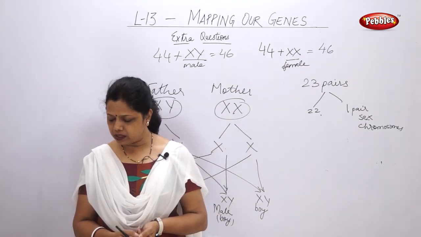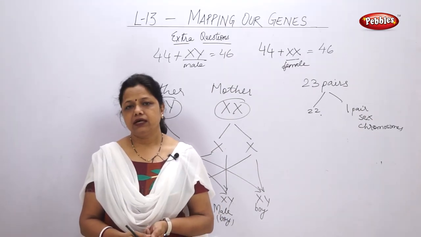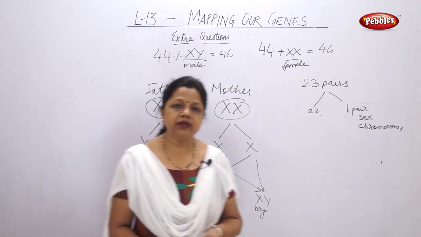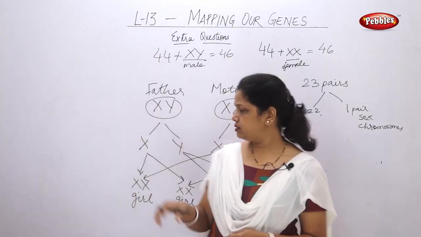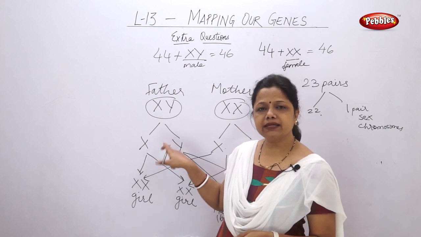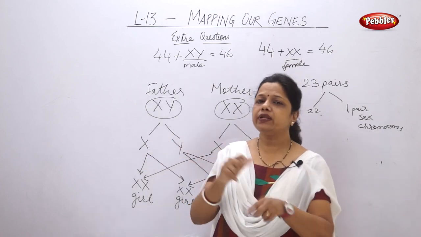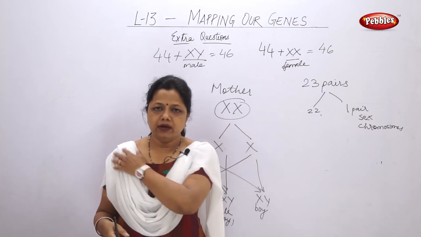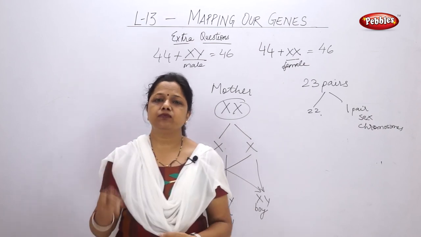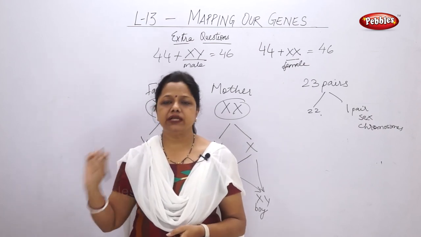Sex determination in human beings is dash. Sex determination in human beings is purely genetical. That means if the genes are X and Y or X and X, the combination will give rise to a girl or boy. So the blank is purely genetical.